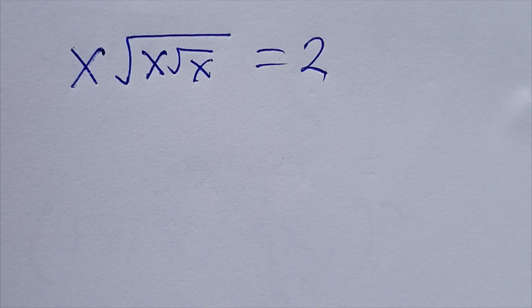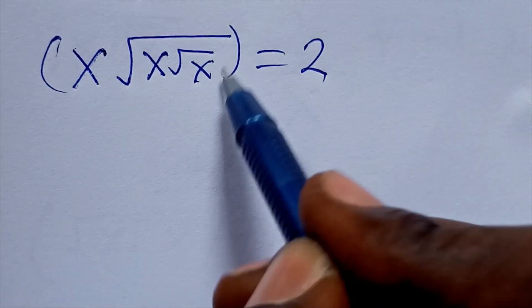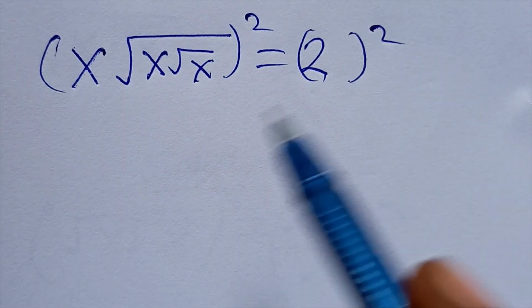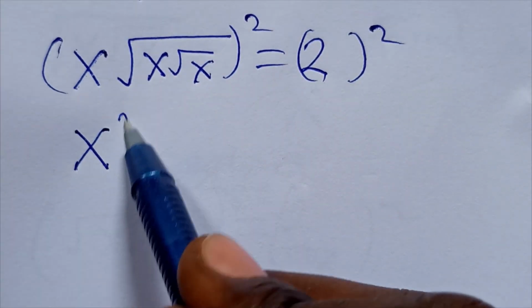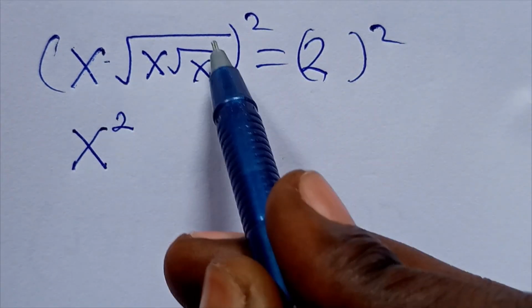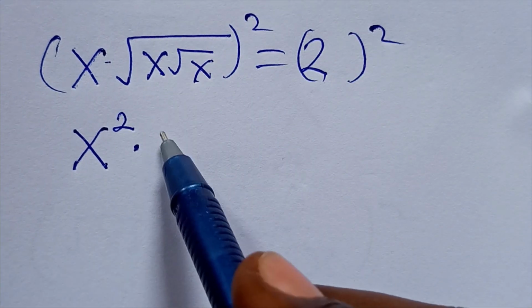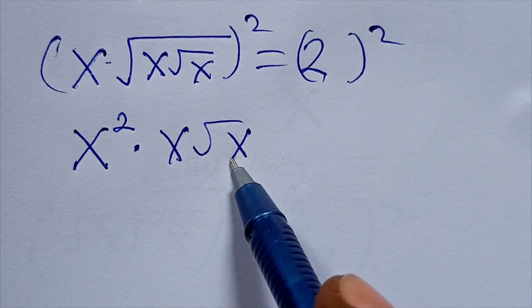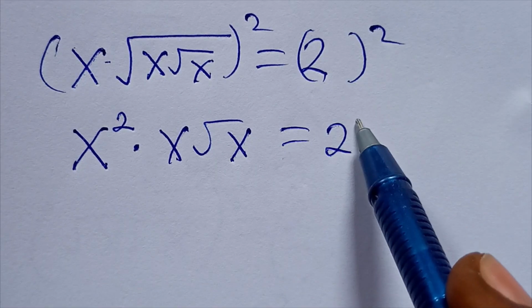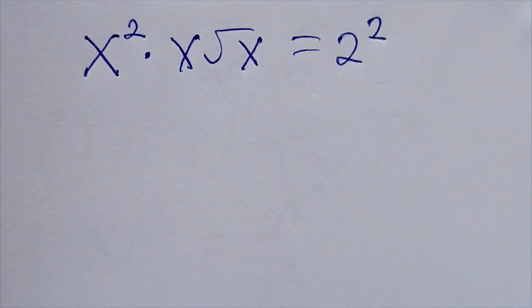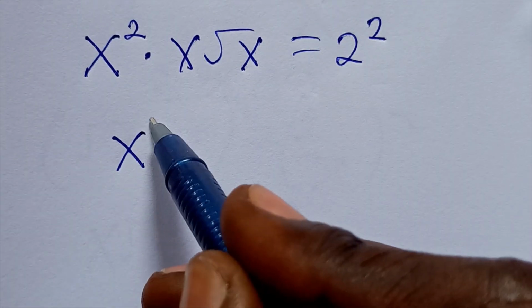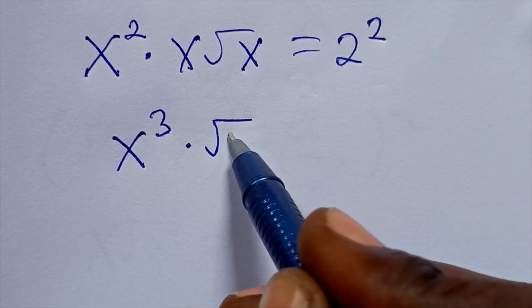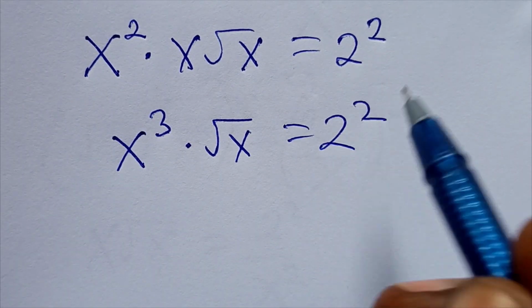square both sides directly, which is to square here and to square here. Squaring this is the same thing as having x squared, because you square this and you also square this, and we'll be left with x root x here, which is equal to 2 to the power of 2. So this is what you have. Then let's simplify this first. x to the power of 3 root x equals 2 squared.